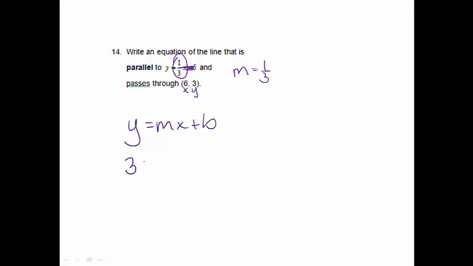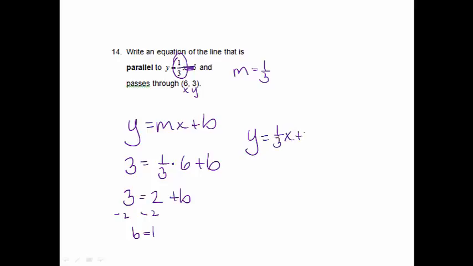Our y will be 3. Our m will be 1/3. Our x will be 6, and then we have plus b. So we'll have 3 equals 1/3 times 6 is 2. And then plus b, we'll subtract 2 from both sides, and we'll get b is equal to 1. So the equation of my line that's parallel will be y equals 1/3 x plus 1.